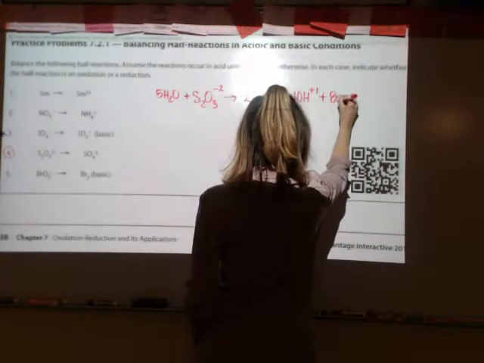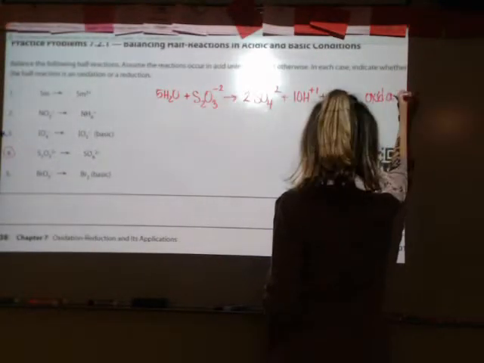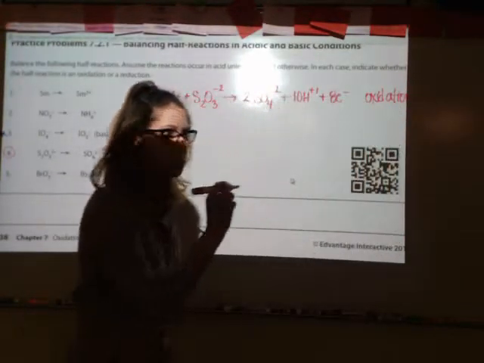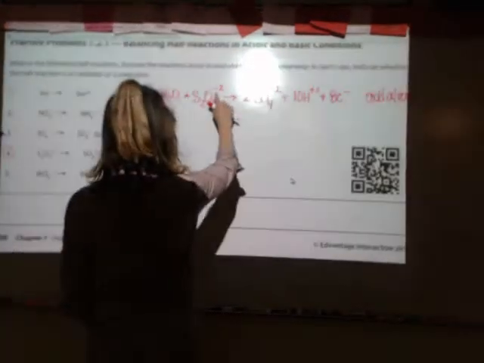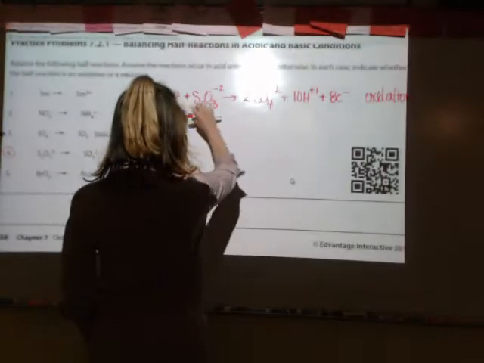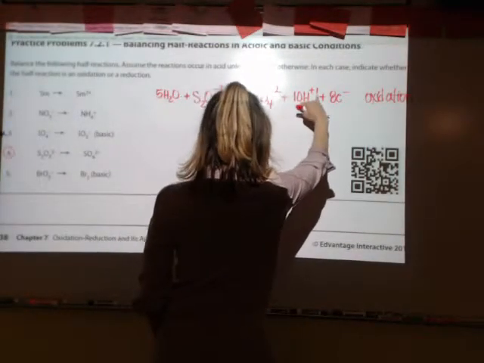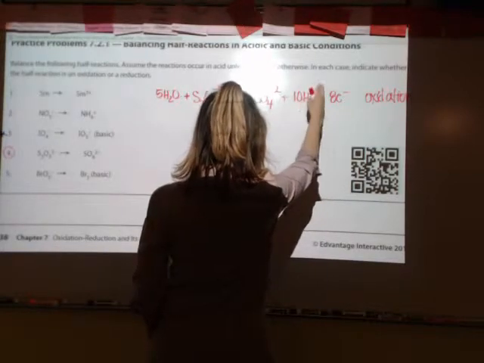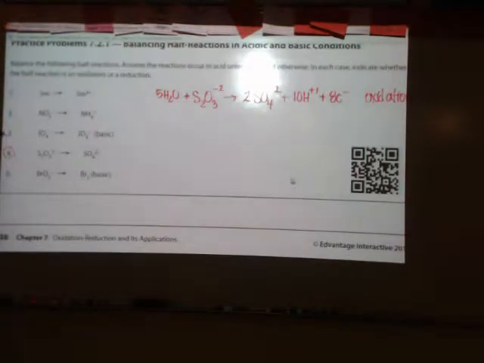So how many electrons should I add? 8. Oxidation or reduction? Oxidation. Does this make more sense? Yeah. So I had a -2 here on this side, and then I had a -4 here because there's 2 of them, and a +10. So that's a +6, which has to come down to -2. Okay. Do you want to try 5 on your own? Sure. Okay.